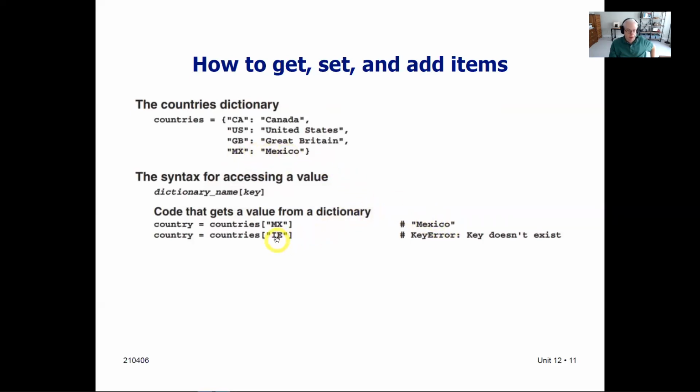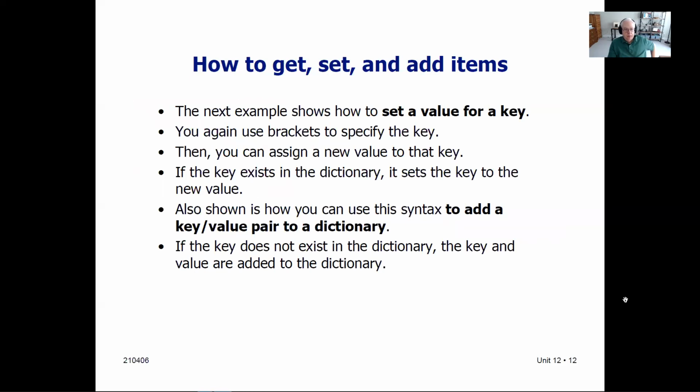And if we happen to refer to one that is not in our dictionary, we'll get a key error. Okay, it'll just tell us that particular code is not there. And they go back and forth in the book between code and key, which is a little confusing. But anyway, if that key does not exist, then you'll get a key error.